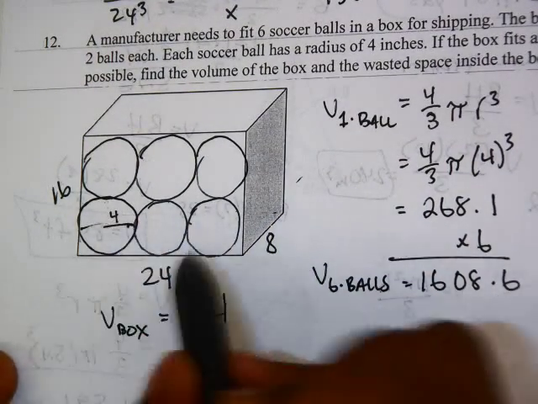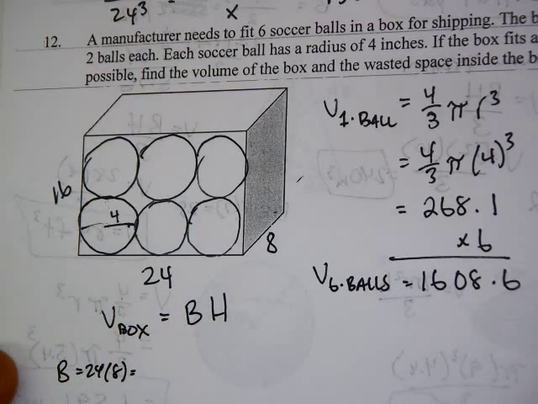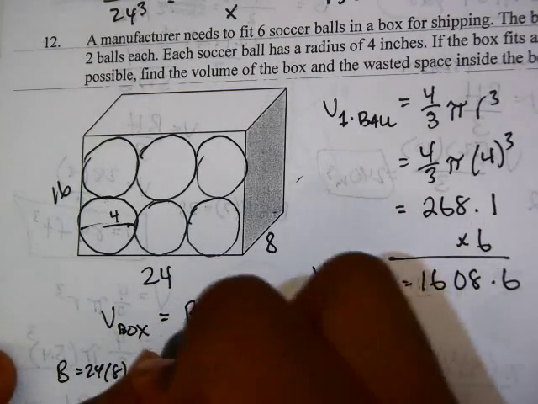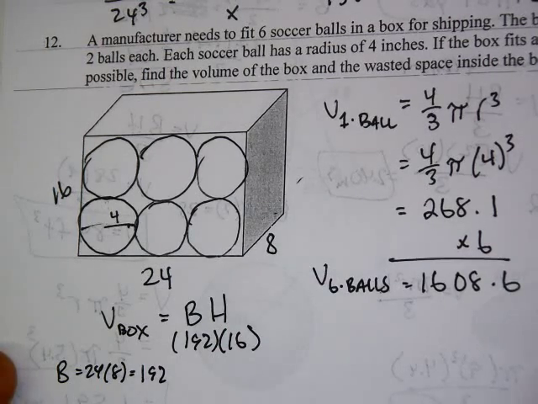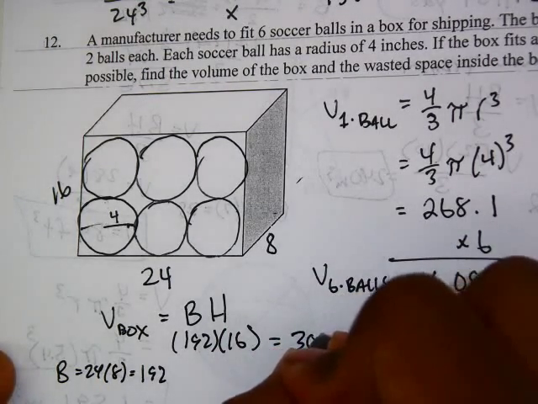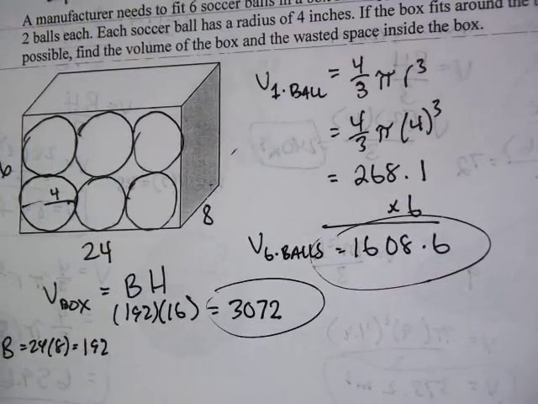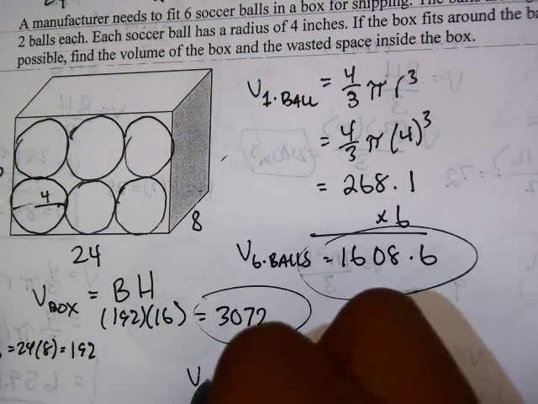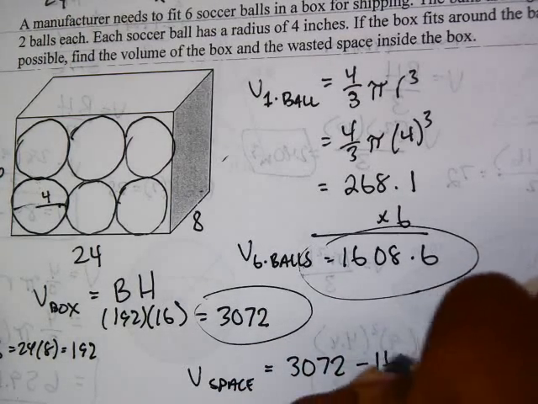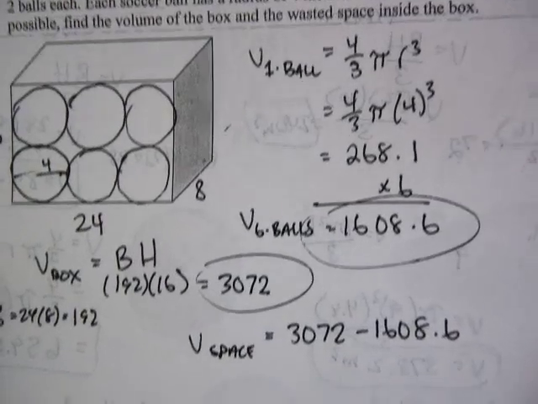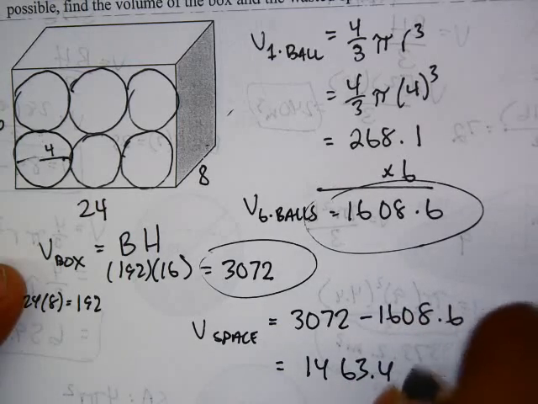So we need to find the volume of the box, and again, that's capital B times h. Capital B is the area of the base, so the 24 times 8, which is 192, times the height of the box, which is 16. So the volume of the box is 3072. The volume of all 6 balls is 1608.6. To get the wasted space, we subtract those 2 numbers. So the volume of the wasted space is 1463.4 inches cubed.